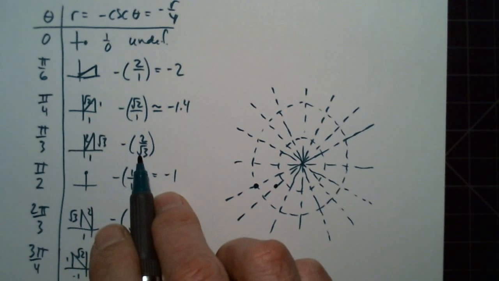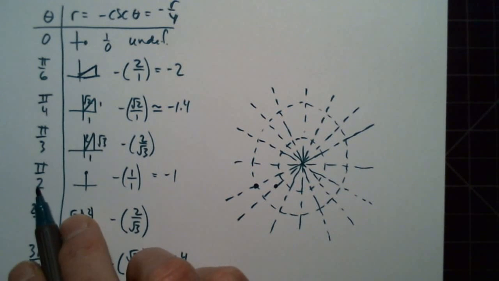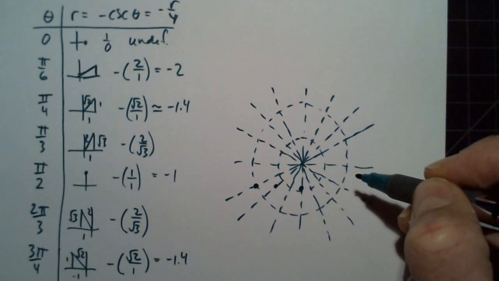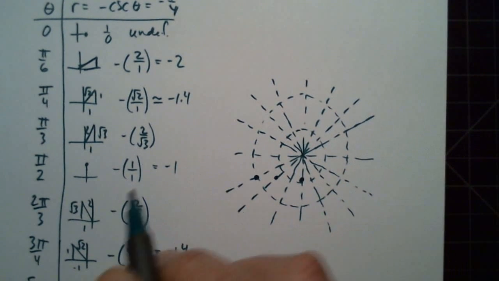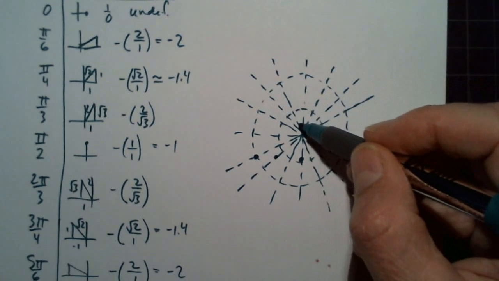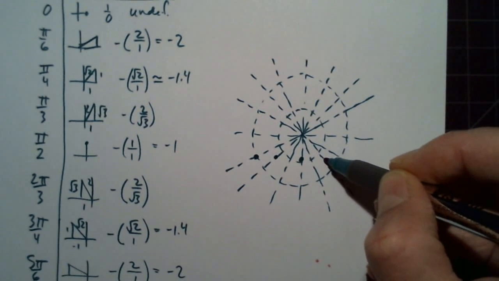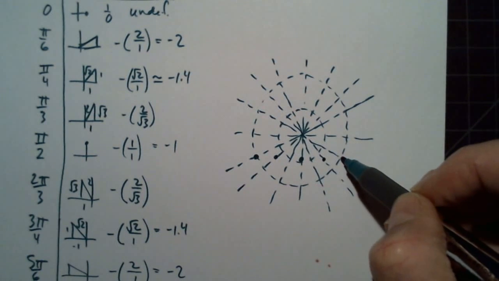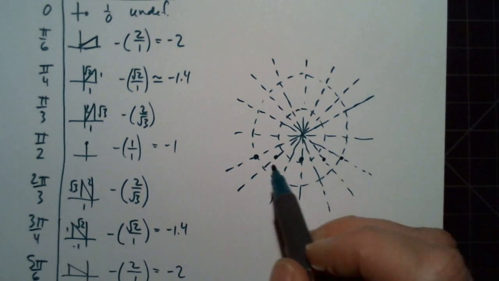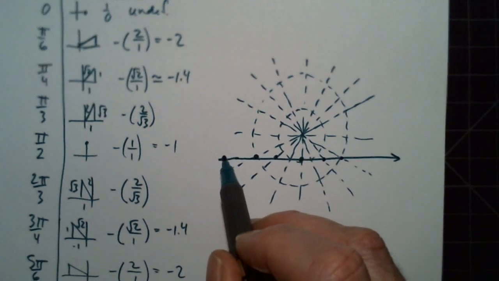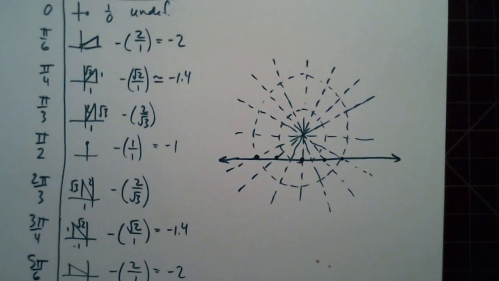Pi over 3, I didn't get the decimal for that one. Pi over 2 is at negative 1. And at 3 pi over 4, we go to negative 1.4. And at 5 pi over 6, we go to negative 2. So that forms a horizontal line.